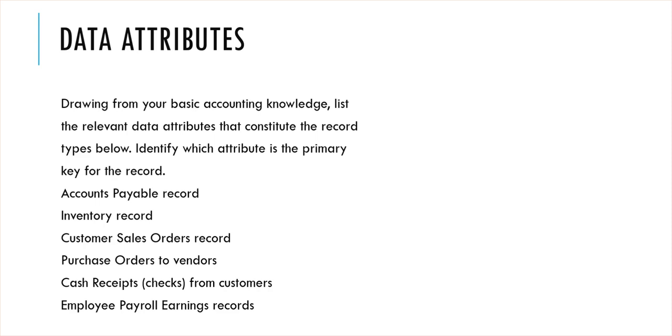What about cash receipts? And I say checks. So you're having checks coming in from customers. Employee payroll earnings records. This would be something that you can go in and see from your employer, your year-to-date totals. What's in your year-to-date totals? What is in that line that goes across? And the other thing is to pick out what you think would be a primary key.